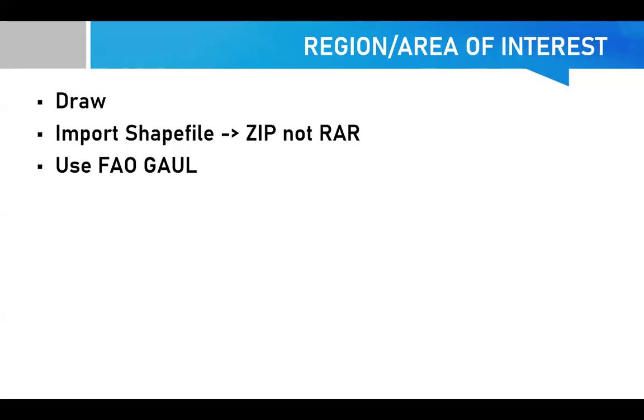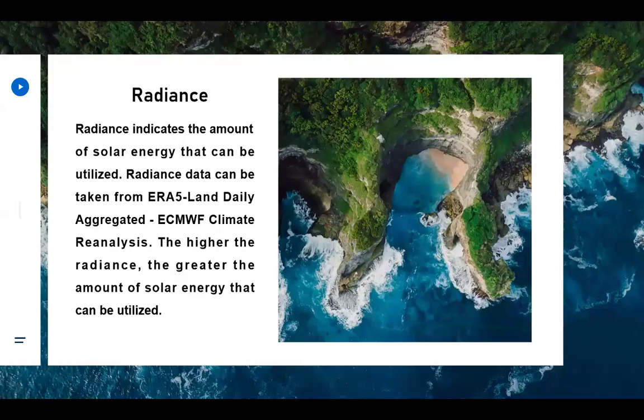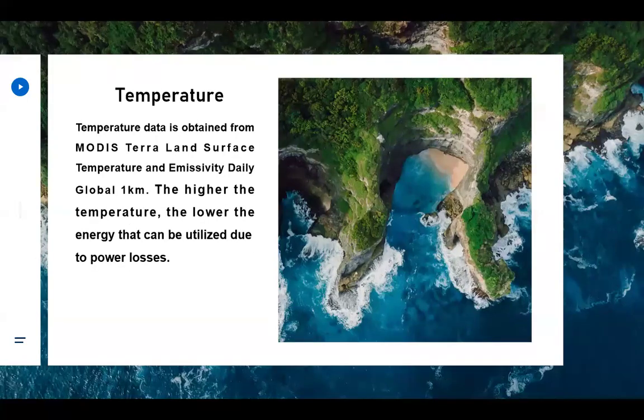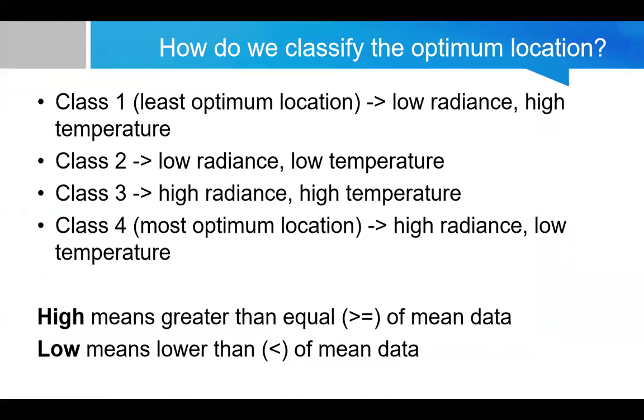And then we can set the region or area of interest to begin our analysis. There are three types to set the area of interest. We can draw it, we can use the shape file, and you can use the global administrative layers from our engine. And after that, we can use the radiance and temperature data, and we can classify it. We use four classes to find the most optimum location.